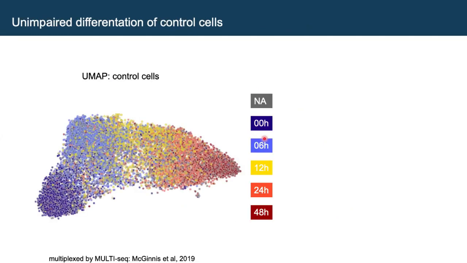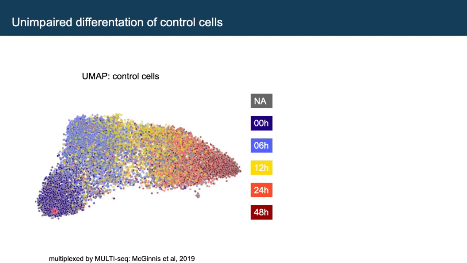So first of all, I looked at my control cells. All of these cells are control cells. And I multiplexed different time points and then later on also different genotypes by MULTI-seq. This really helps us to avoid any batch effects and to have unconfounded data.